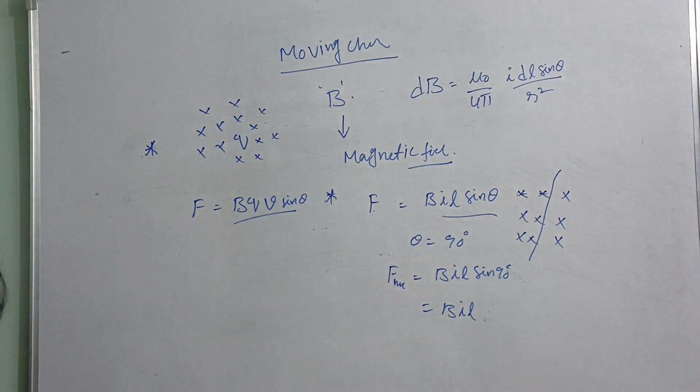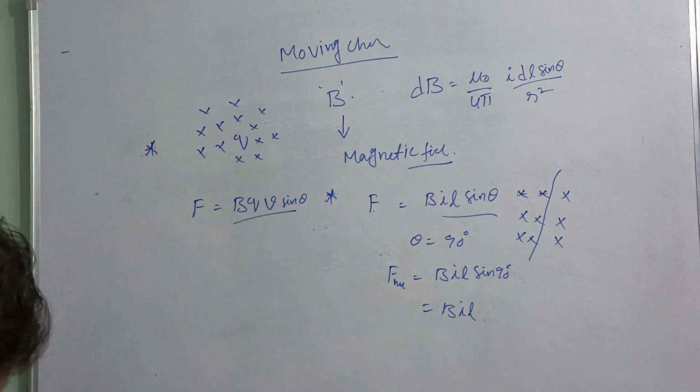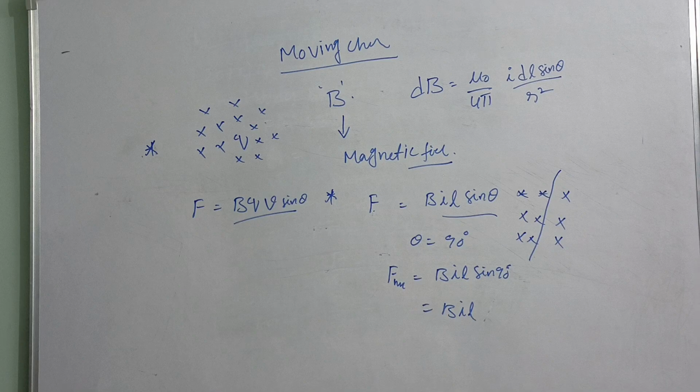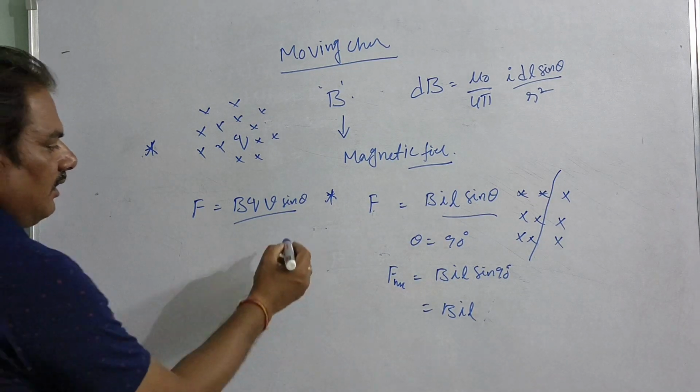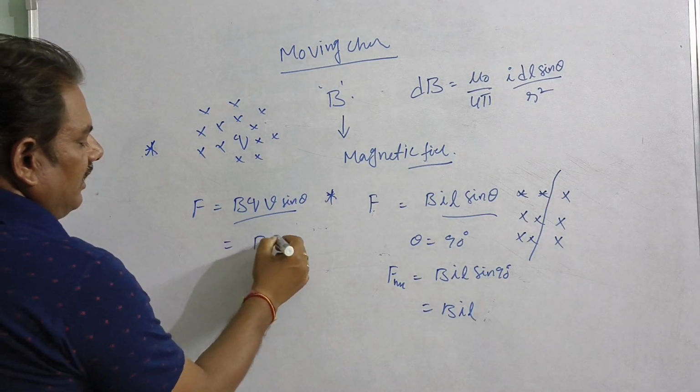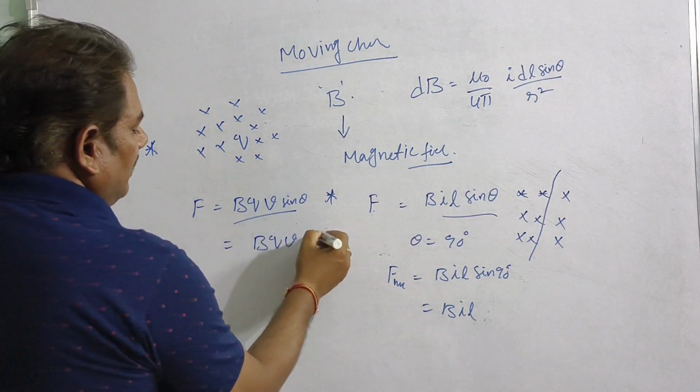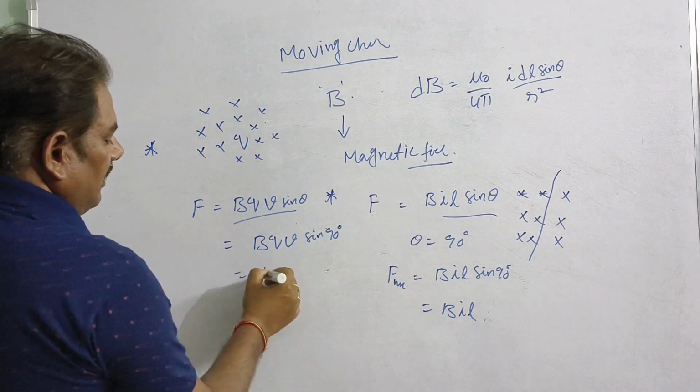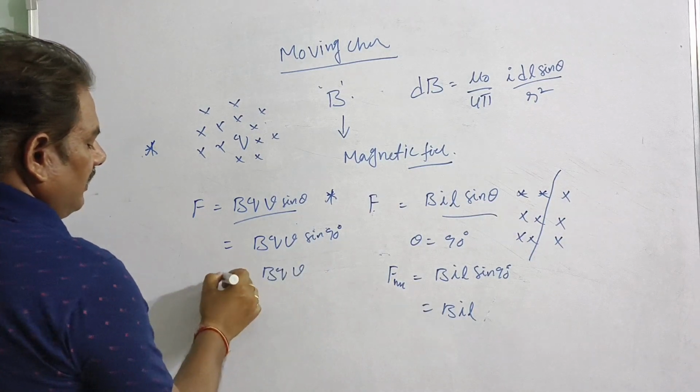Force on the charge. If a charge is placed in a magnetic field, then force on it is BQV sin theta. If theta equal to 90 degree, BQV sin 90, that equals BQV.